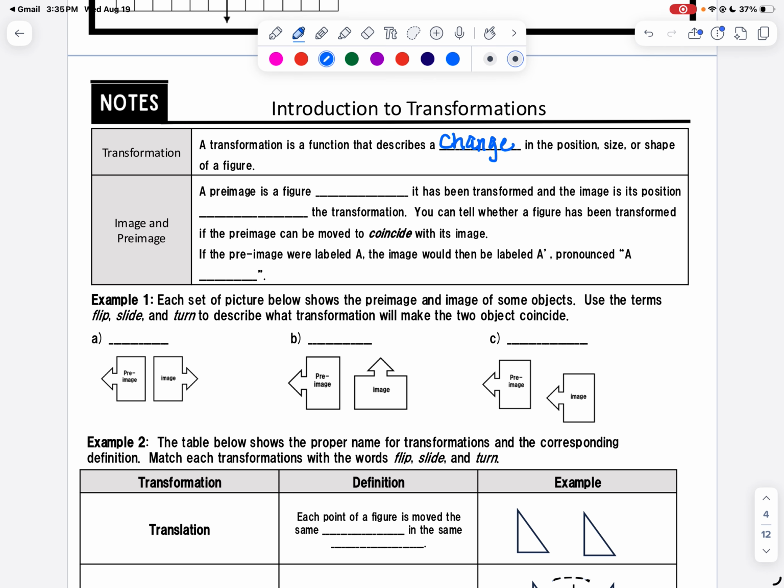A pre-image is a figure before it has been transformed, and the image is its position after the transformation. You can tell whether a figure has been transformed if the pre-image can be moved to coincide with its image. So if the pre-image were labeled A, then the image or the new shape would be labeled with an A and an apostrophe, and this is pronounced A prime.